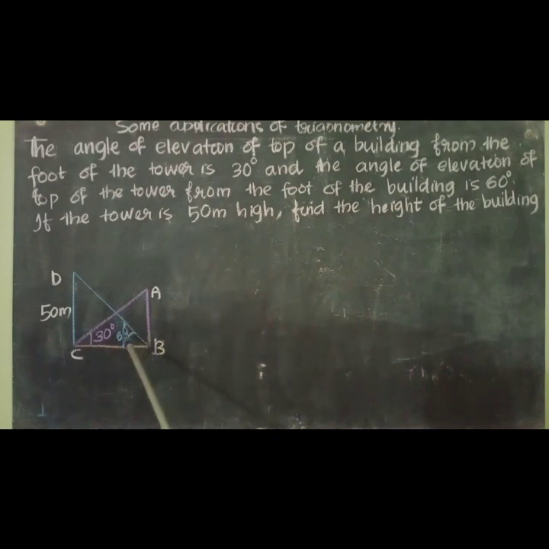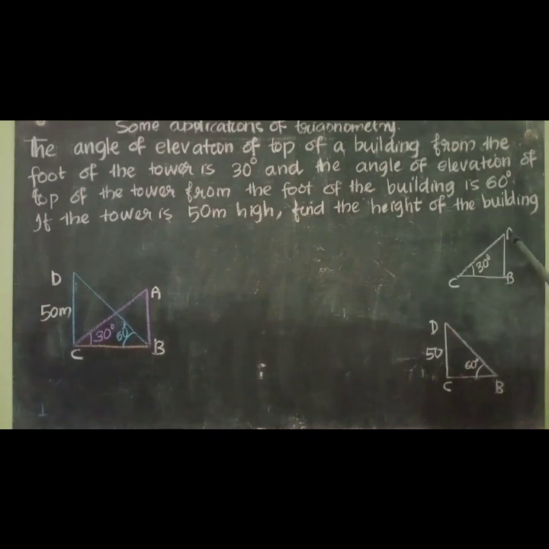Now let us draw the right triangles separately. So the right triangles are triangle ABC, here with acute angle C with measurement 30 degree, and other one is triangle DCB, acute angle is B with measurement 60 degree. The question is to find the height of the building. Height of the building is AB. So we need to find out the value of AB. So let us do the problem.